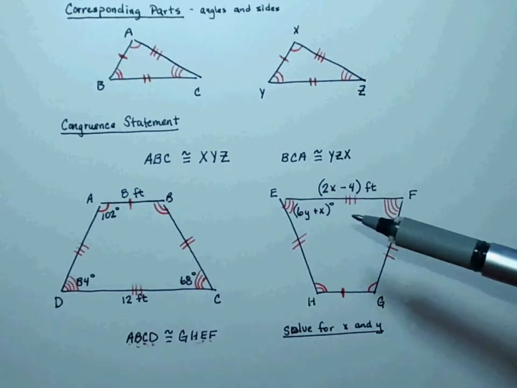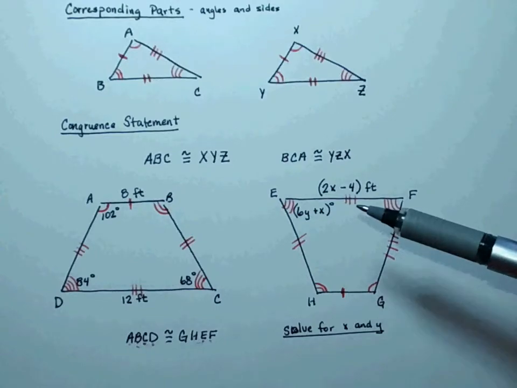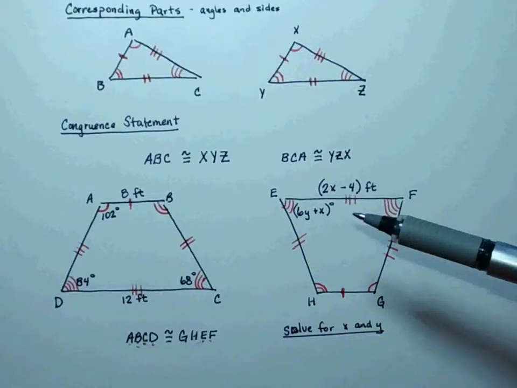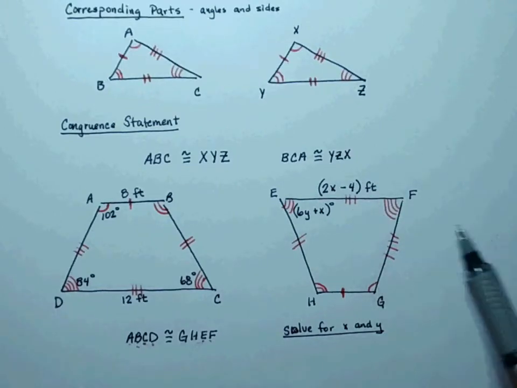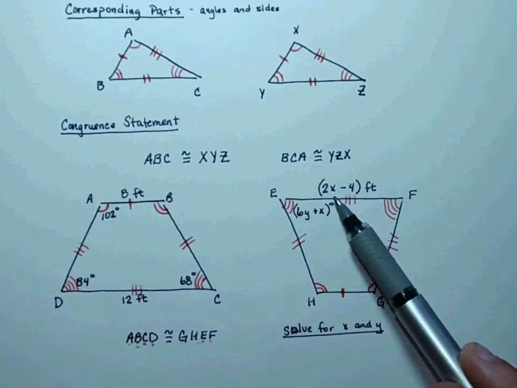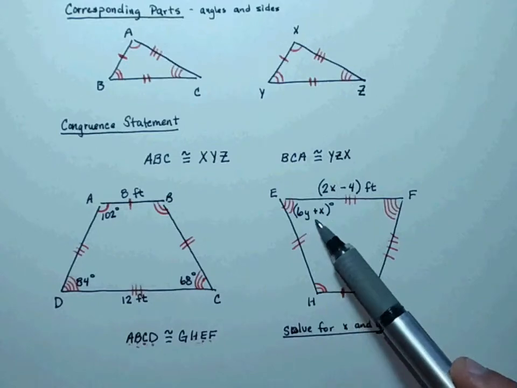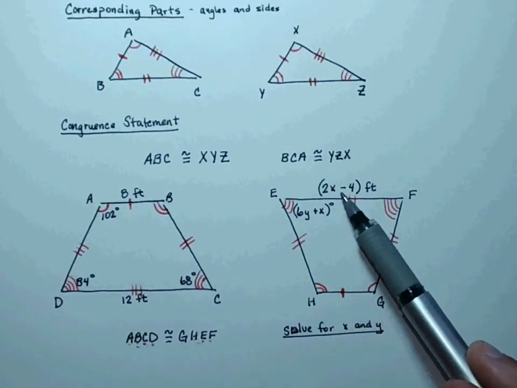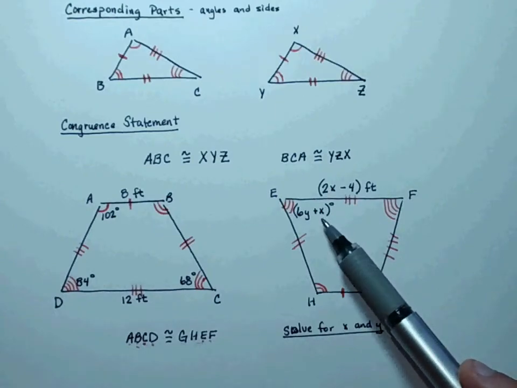Now, when I look at this, I need to ask myself, should I solve for x first or y first? By looking at the information we have, I would say that we need to solve for x first, because in this expression there's just one variable. In this one, we've got an x and a y. So if we can solve for x, then we can plug it in here and solve for y.